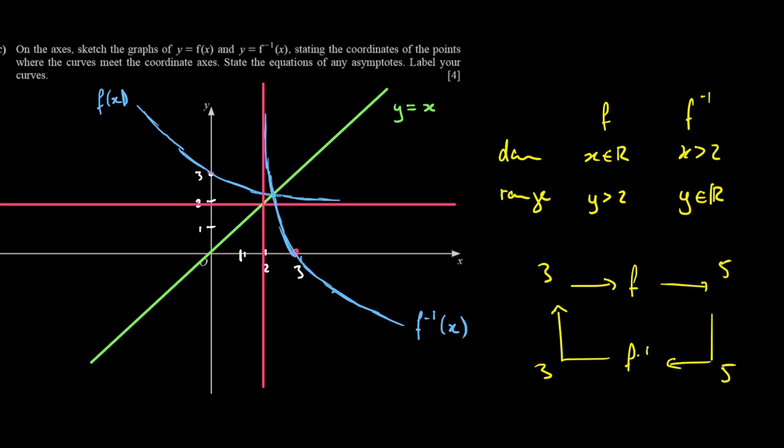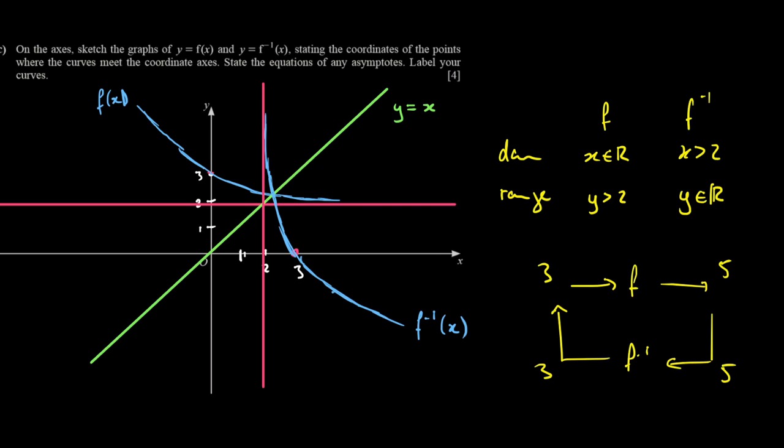What's the domain of the inverse function? The domain is x is greater than 2. And that's right, because what we see from our graph is that the x values for this inverse function are only greater than 2. Similarly, what's the range of our inverse function? Well, it's all of the real numbers, and that's true, isn't it? Because the y values can be anything from positive infinity all the way down to negative infinity.